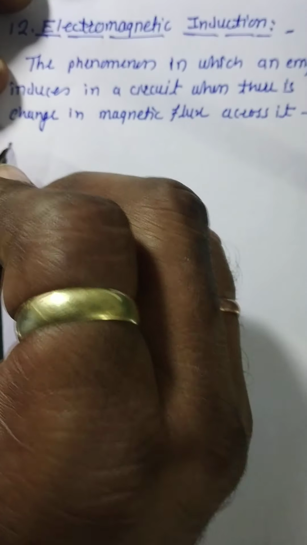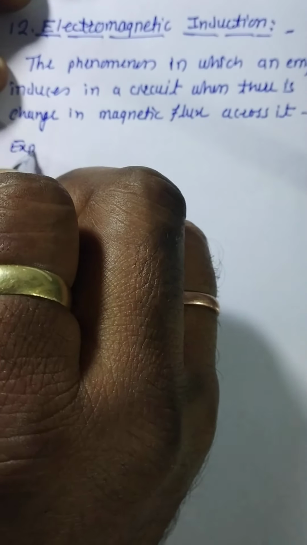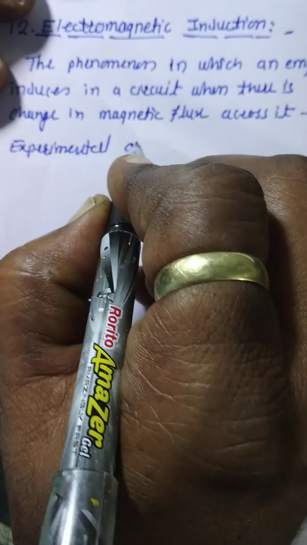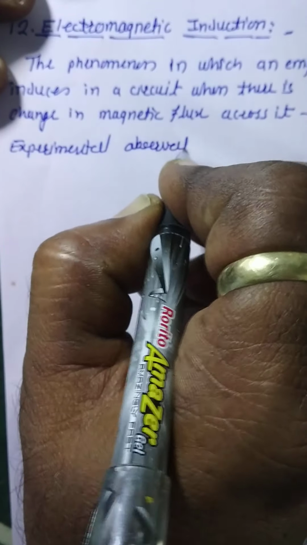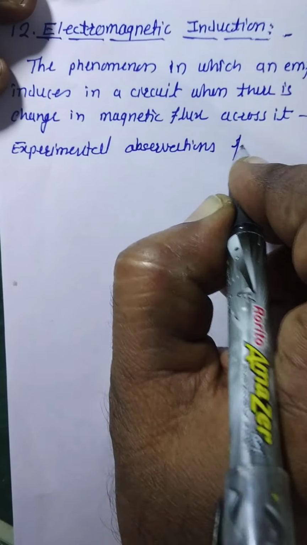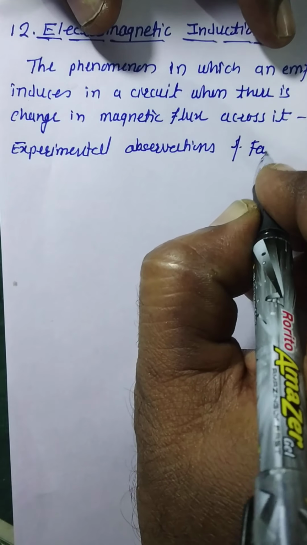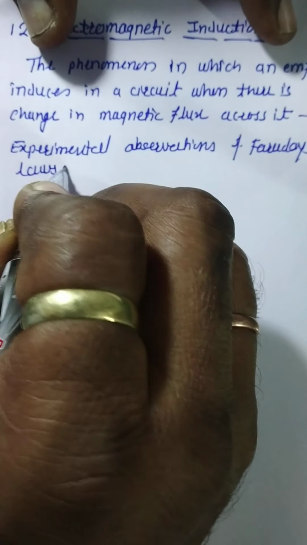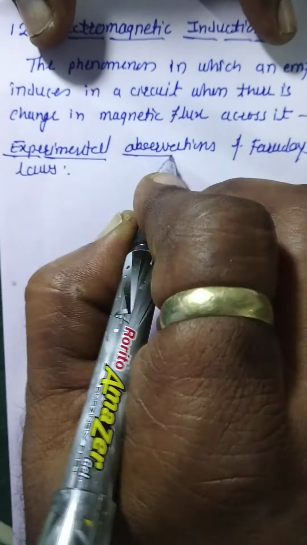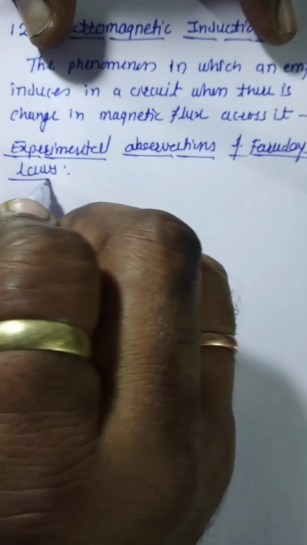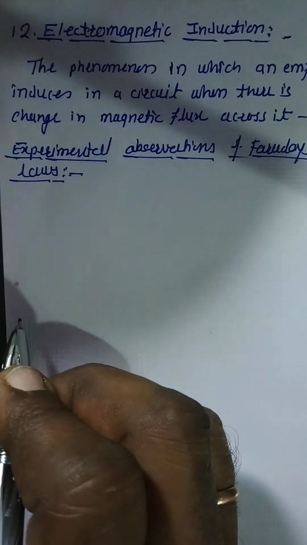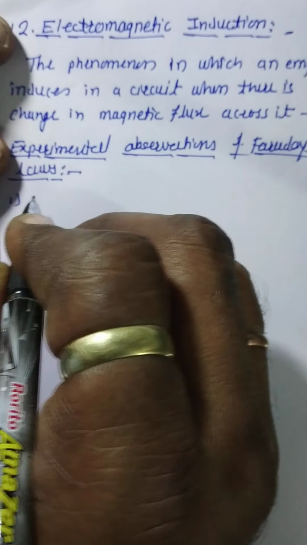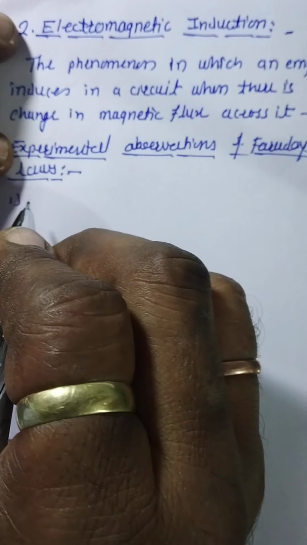Now, experimental observations of Faraday's laws. First, that is magnet coil experiment.